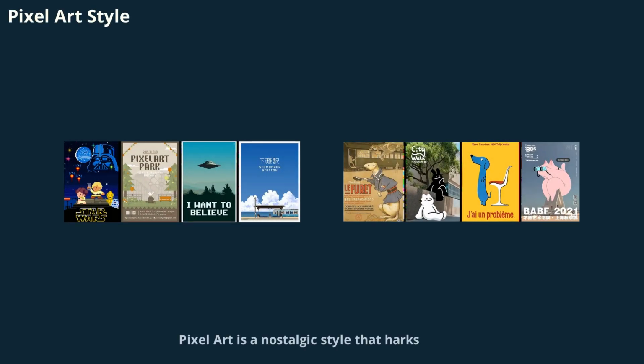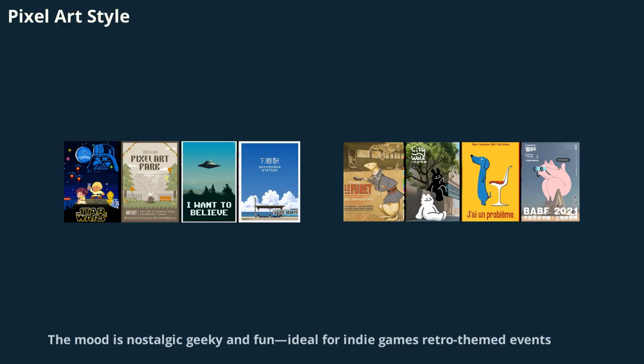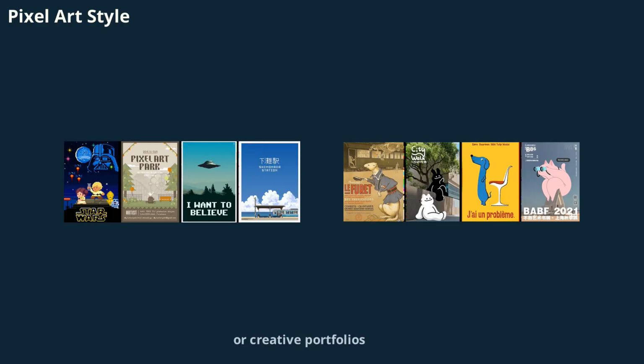Pixel art is a nostalgic style that harks back to early computer and video game graphics. Each image is built with visible pixels, creating a retro yet playful aesthetic. It's highly stylized and instantly communicates a love for the analog-digital era. Core elements are grid-based visuals, low-res icons, limited color palettes, and an 8-bit or 16-bit look. The mood is nostalgic, geeky, and fun, ideal for indie games, retro-themed events, or creative portfolios.